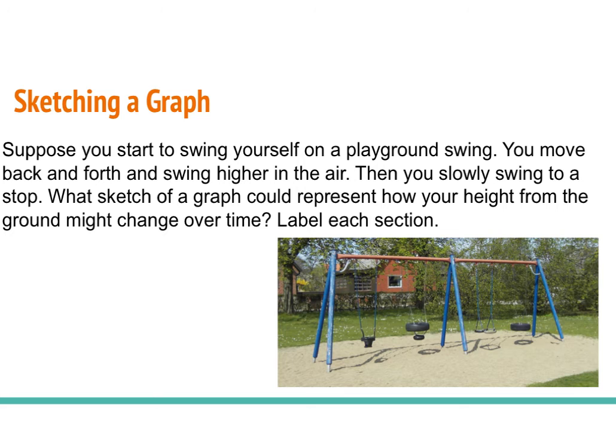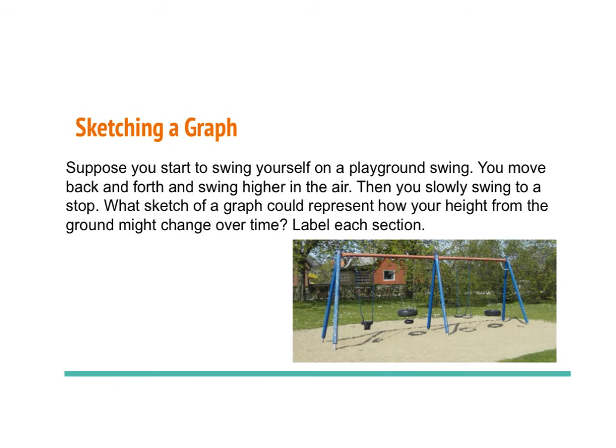All right, so suppose you start to swing yourself on a playground swing. You move back and forth and swing higher in the air. When you slowly swing to a stop, what sketch of a graph could represent how your height from the ground might change over time? Label each section. So let's take a swing set. This is a very bad swing set, but you guys get the point. Okay, so here's our swing.